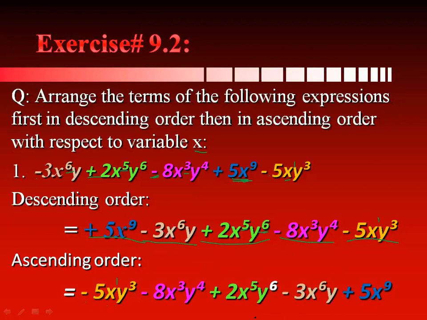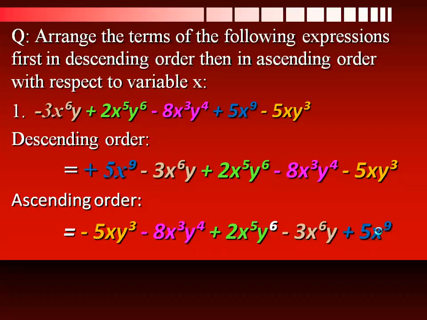Here you have to consider only the power of x. So here the power of x is 1, then 3, then 5, then 6, and then 9. So this is the ascending order, meaning starting from the lower to the greater power. And if you have greater to the lower power, this will be the descending order. Okay. I hope it is clear. Now move on to the next question.